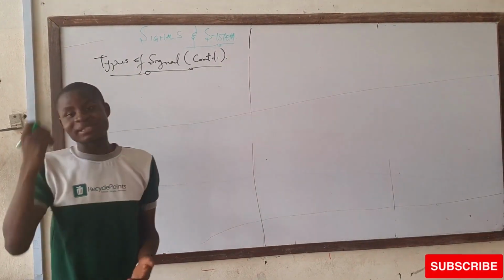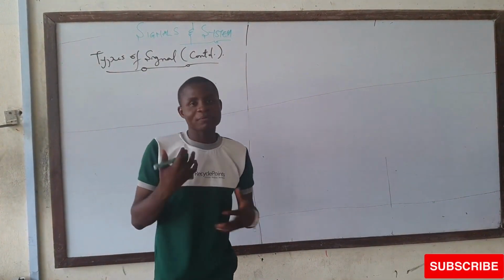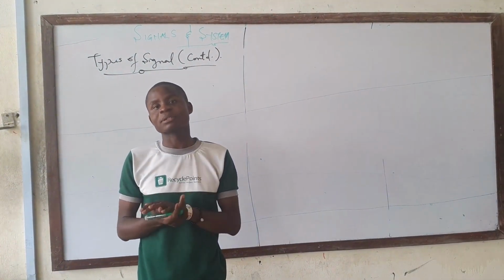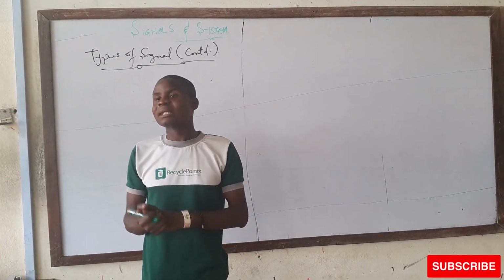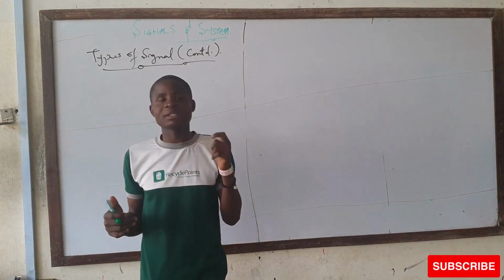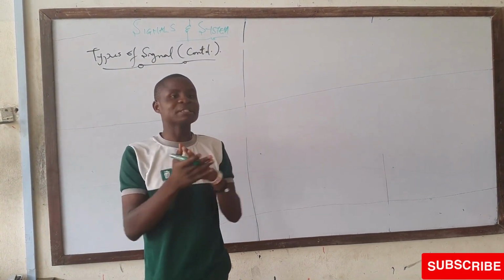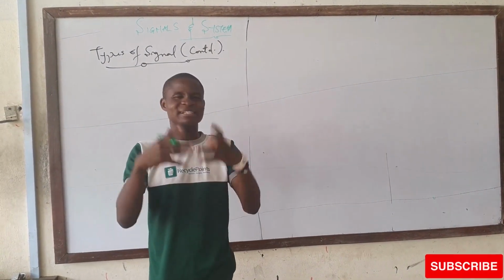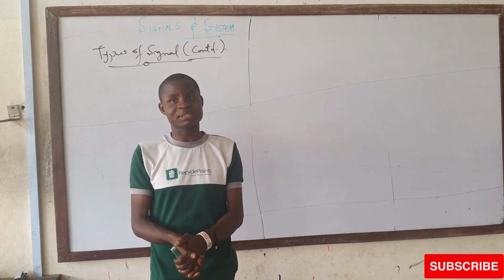Okay, now the types of signals continue. A quick recap on periodic and aperiodic signals. We have talked about periodic signals and aperiodic signals, and I've given an example on that. Right now, I want to talk about something which actually popped up while I was trying to explain periodic and aperiodic signals, which is discrete time signals and continuous time signals.